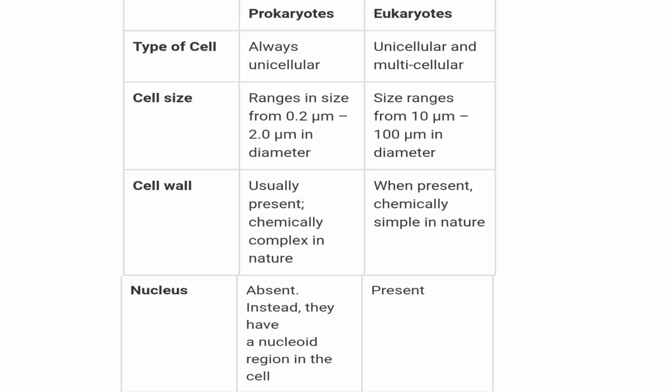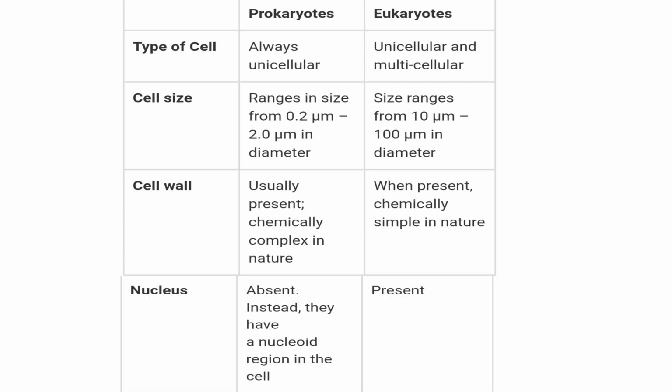This is the major difference between prokaryotes and eukaryotes. Prokaryotes are always unicellular, and eukaryotes are both unicellular and multicellular types of cells. The size of prokaryotes ranges from 0.2 μm to 2 μm in diameter, and eukaryotes 10 μm to 100 μm in diameter. Usually, prokaryotes are chemically complex in nature and eukaryotes are chemically simple in nature.